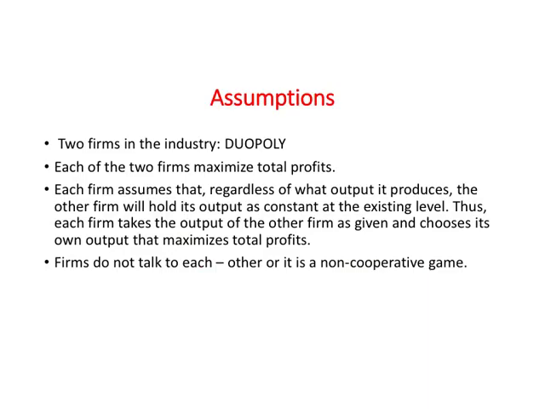Now let us look at the assumptions made by Cournot. He assumed that there are only two firms in a particular industry, or what he looked at is a market structure called duopoly. Now there are two firms and each of the two firms maximizes total profits. That's their objective, to maximize total profits for themselves.